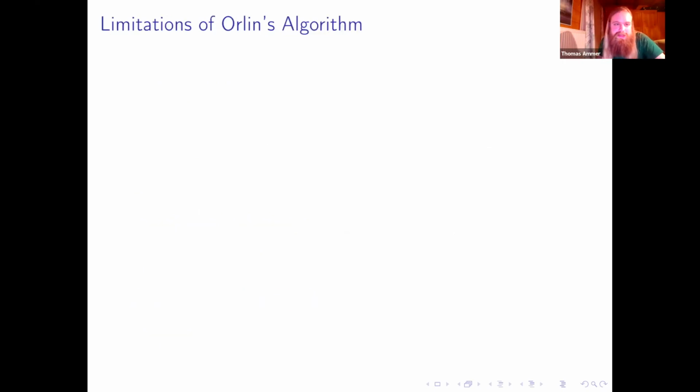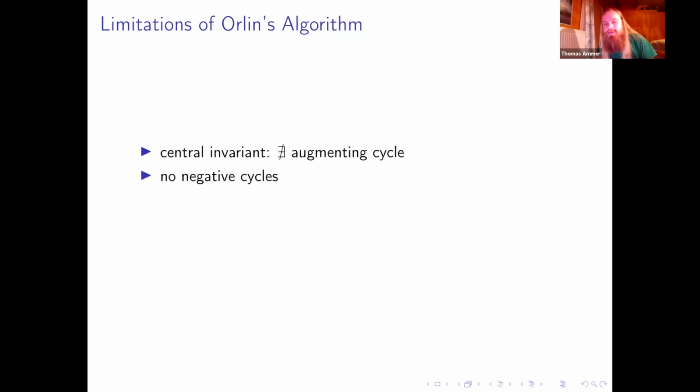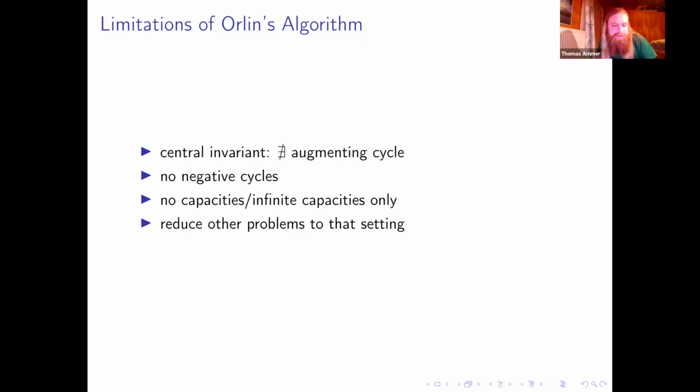Okay, now this algorithm has some limitations. The first limitation comes from the central invariant, which says there is no augmenting cycle. Initially, the residual graph is essentially equivalent to the actual flow network. So the flow network should not contain negative cycles. But of course, there might be networks that have negative cycles. And then Orlin's algorithm assumes infinite capacities. But of course, there might be problems where the capacities are finite. So that means other problems need to be reduced to that setting.